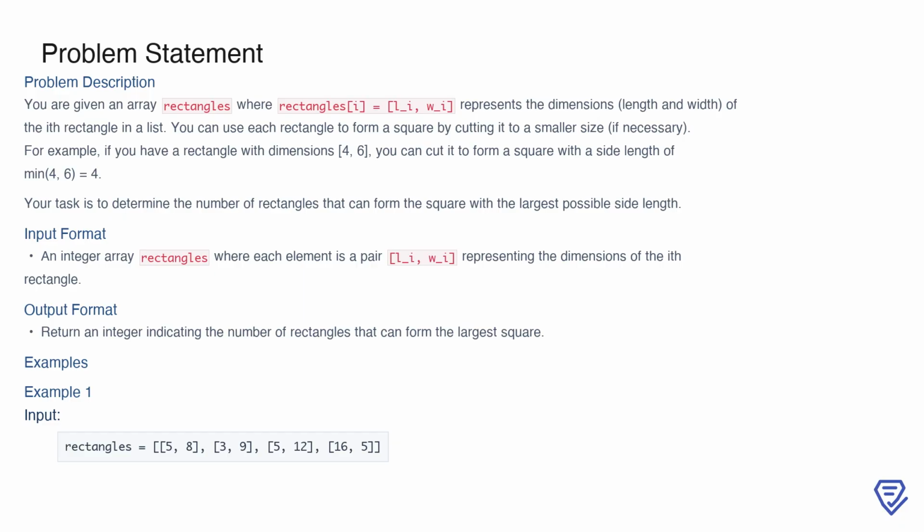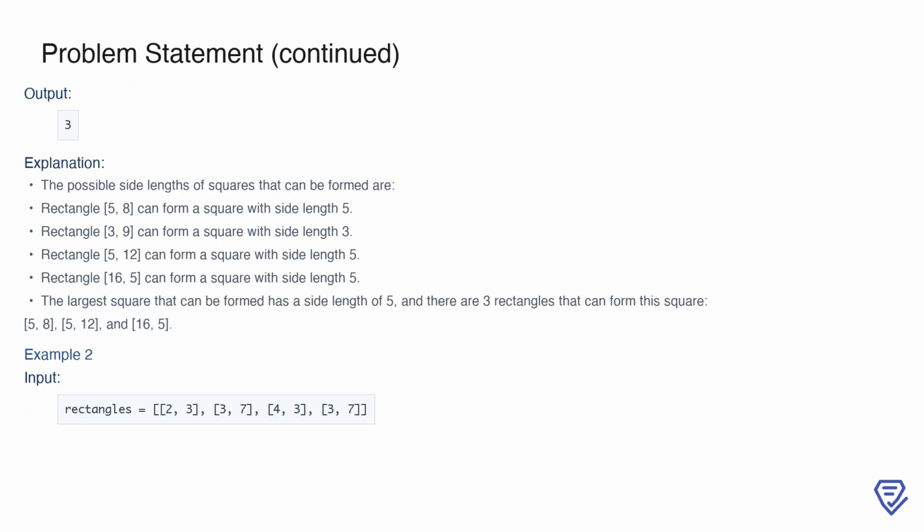For example, if a rectangle has dimensions 4, 6, you can form a square with a side length of 4. Your task is to find the largest square that can be formed and count how many rectangles can produce squares of that side length. Let's look at the first example to understand this better.